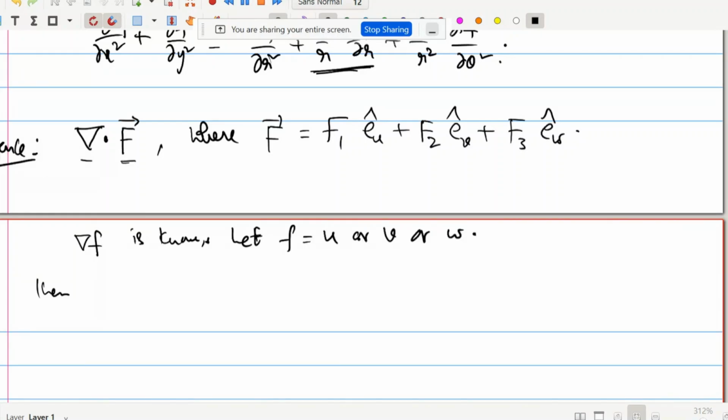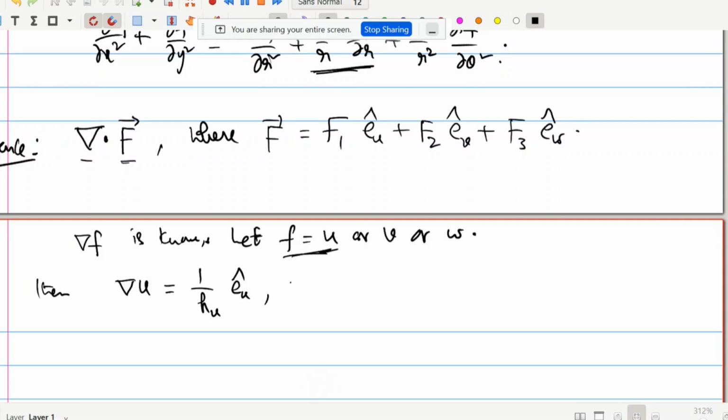So what happens to gradient of u? Gradient of this u is what? 1 by hu, right? 1 by hu into what do you have? Dou f by dou u, right? So the dou f by dou u is anyway 1, so into eu cap. And all the other things are 0, plus 0 ev cap, ew cap. Those coefficients are 0 because dou f by dou v, dou f by dou w will be 0.